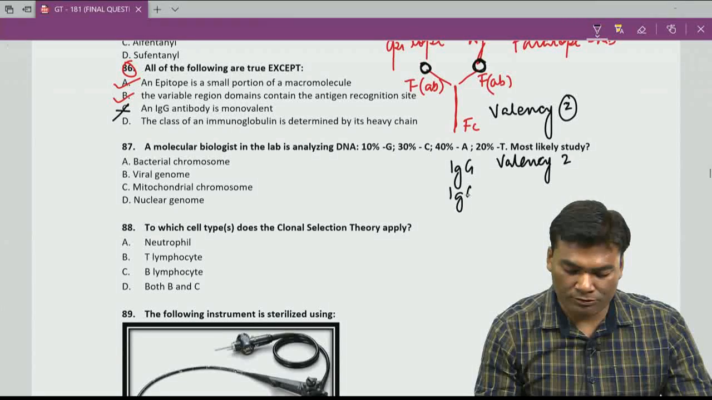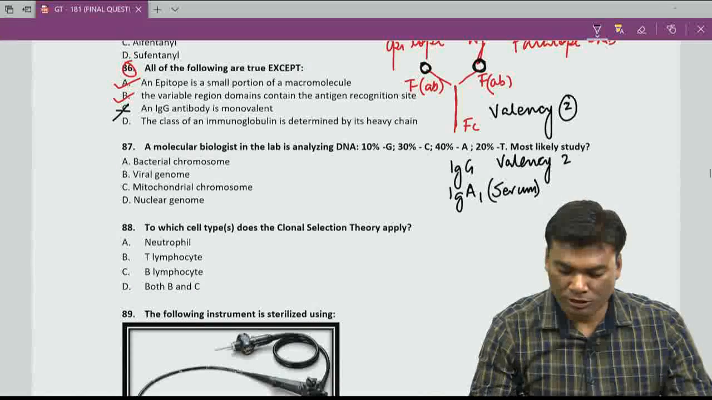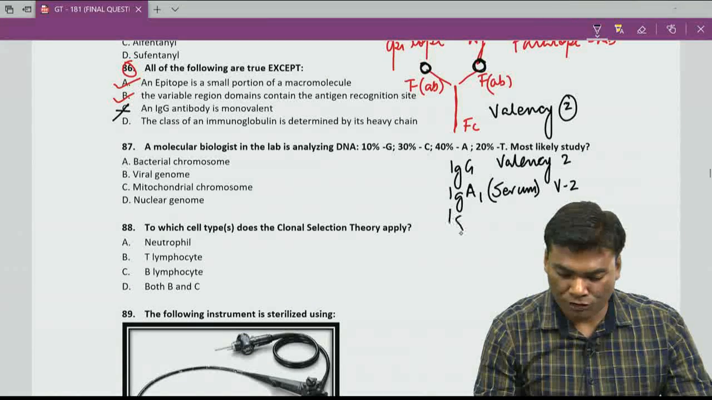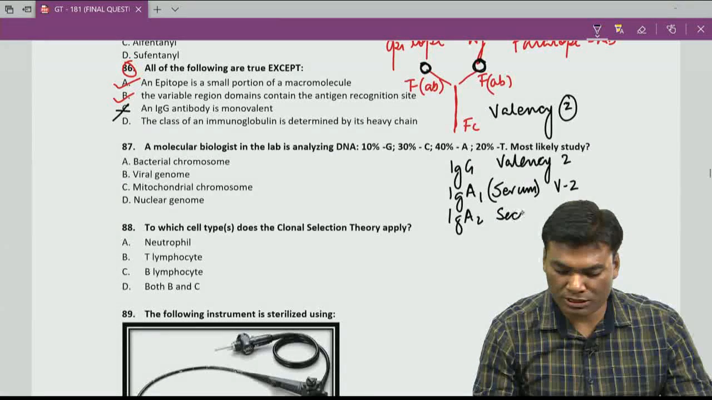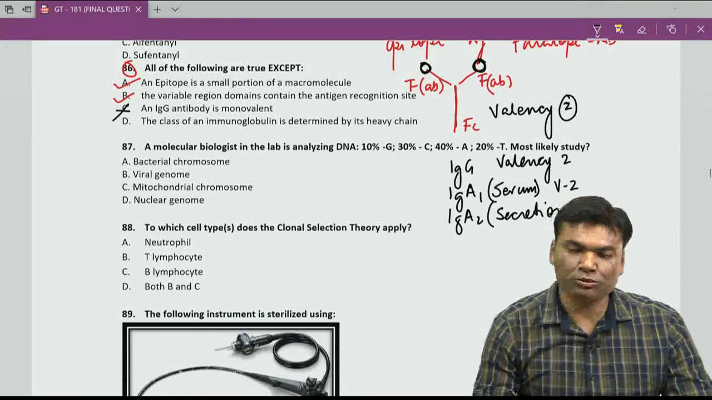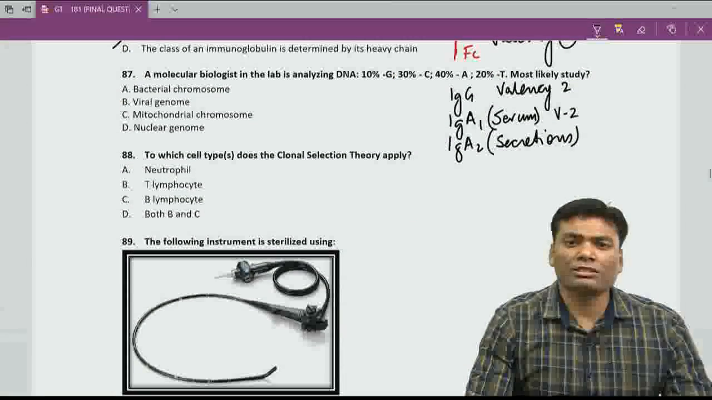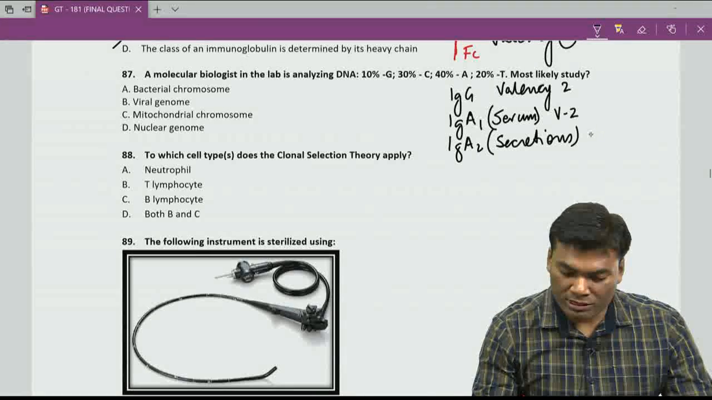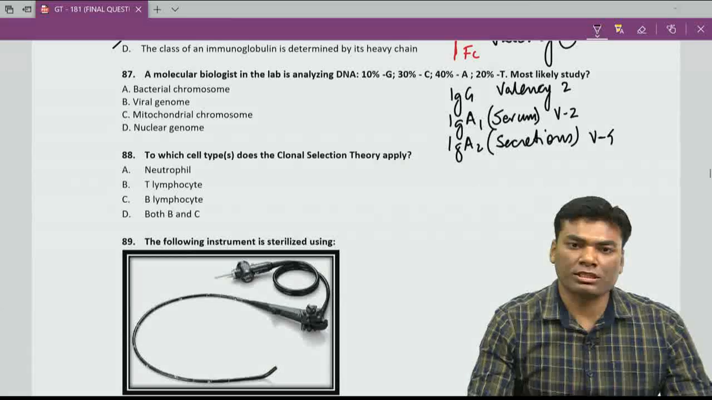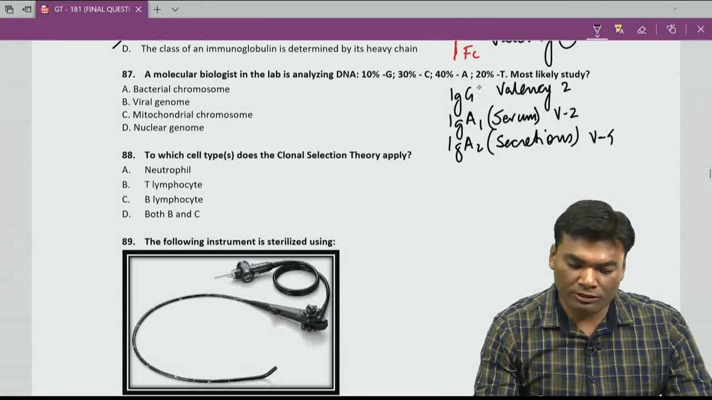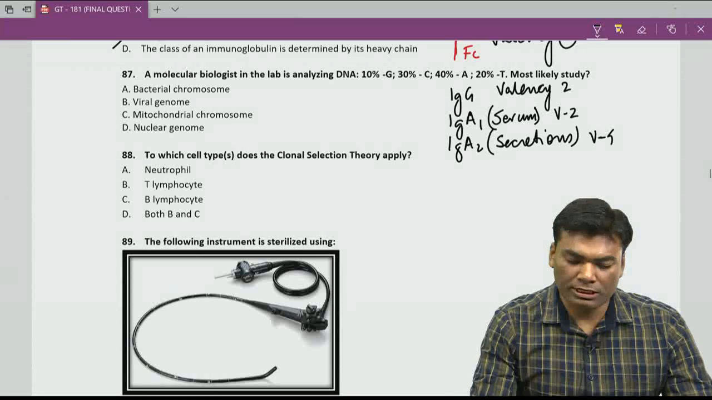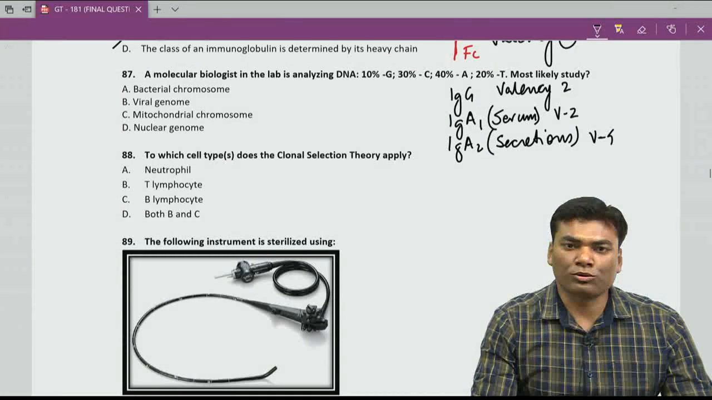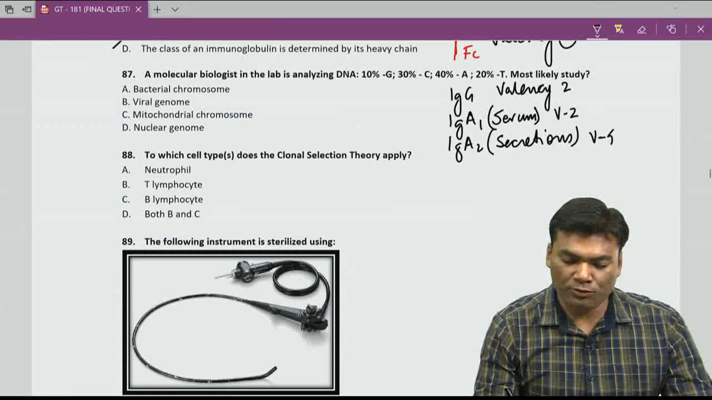If you talk about IgA, we have got IgA1, which is present in serum. So again the valency will be 2. But if we talk about IgA2, which is present in secretions, like the intestinal secretions, tears, and colostrum, the valency will be 4, because this is a dimer. Whenever the normal antibody molecule is there, that's called a monomer, and IgA1 is a monomer, whereas IgA2 is a dimer. So the valency is 4 here, right?